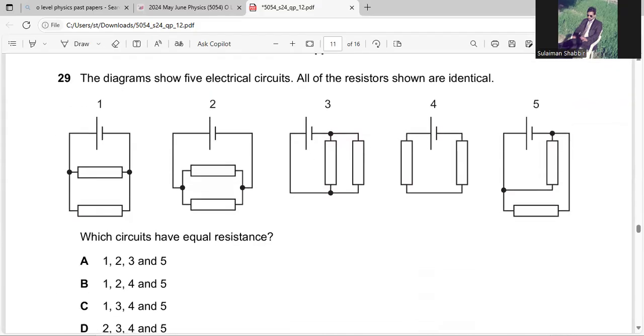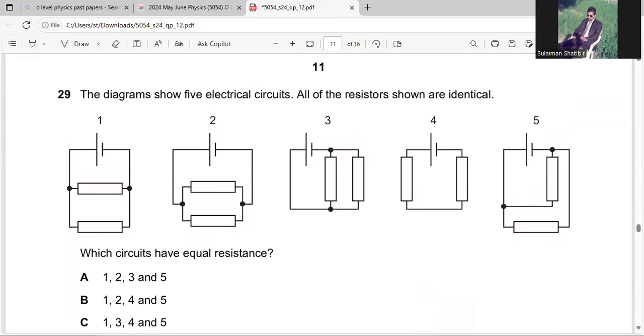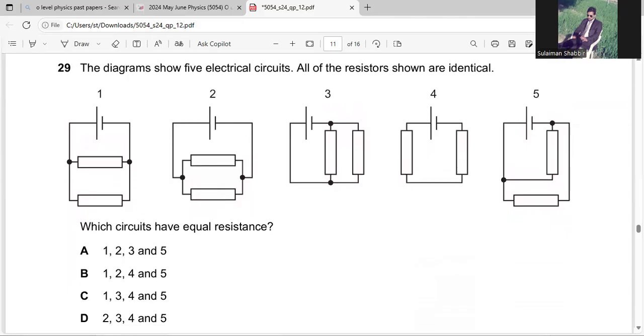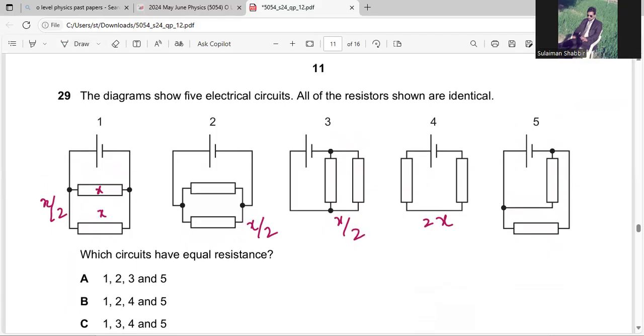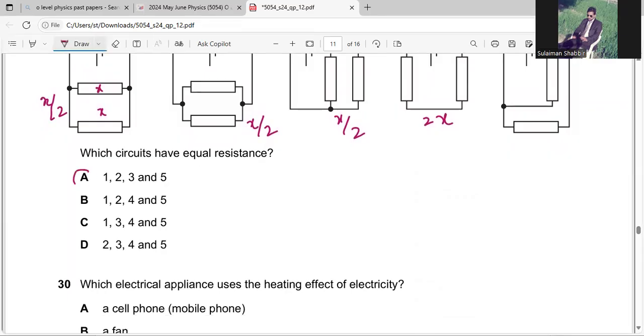Here he is saying the diagram shows 5 electrical resistor circuits. All the resistors are identical. Which circuits have equal resistances? For example, if I say it is X, the total will be X by 2. Here it will also be X by 2. Here they are also parallel, X by 2. Here they are in series, they are 2X. Here again they are in parallel, so it is X by 2. So I will say 1, 2, 3, and 5. So option A is right for it.